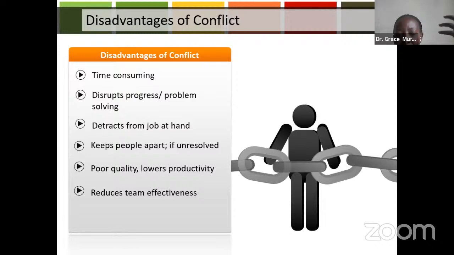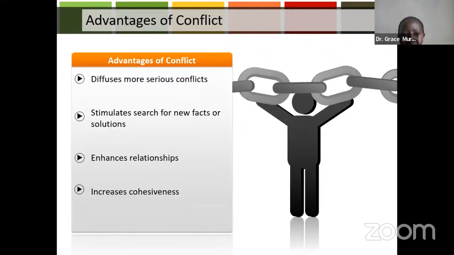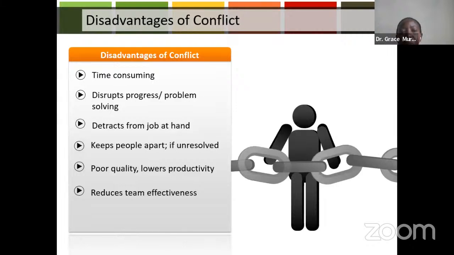It detracts from the job, okay? So this reduces production. It keeps people apart if it's unresolved. Remember, we said conflict can really kill relationships, okay? And it can reduce team effectiveness. So that's the reason why, if you look at these two, the advantages of conflict is why we need to increase conflict to move from A to B. The disadvantages of conflict is the reason why we need to move conflict from C to A.